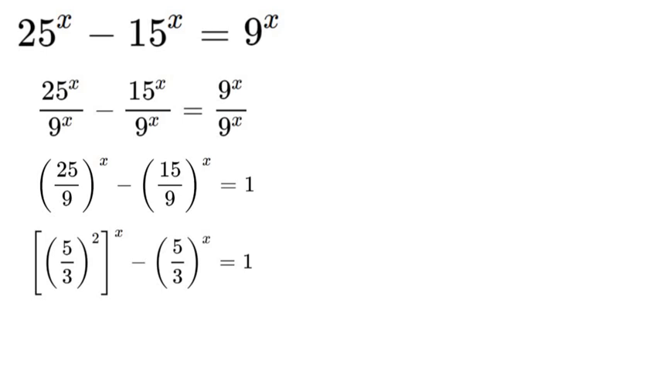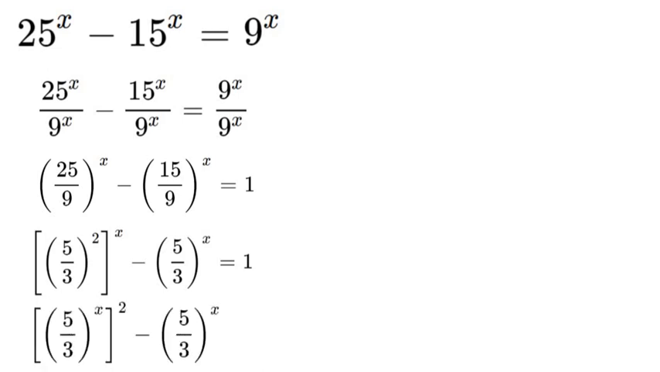Now, using exponent properties, we can swap the 2 and the x, those two exponents, because 2 times x is the same as x times 2. So that'll look like this: we'll have 5 over 3 to the power of x, which is squared, minus 5 over 3 to the power of x.